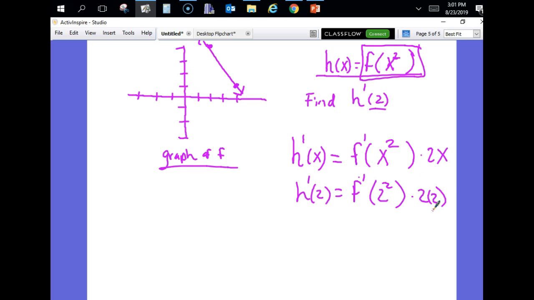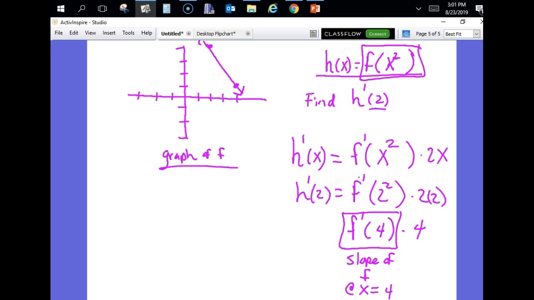Okay, so what we end up with there is f prime of 4 times 4. Now, this means the slope of f at x equals 4. So we're going to look at our graph over here. We're going to find where x equals 4. That's right here. And we're going to ask ourselves, well, what's the slope? Well, it looks like it goes over 2 and up 3 there.